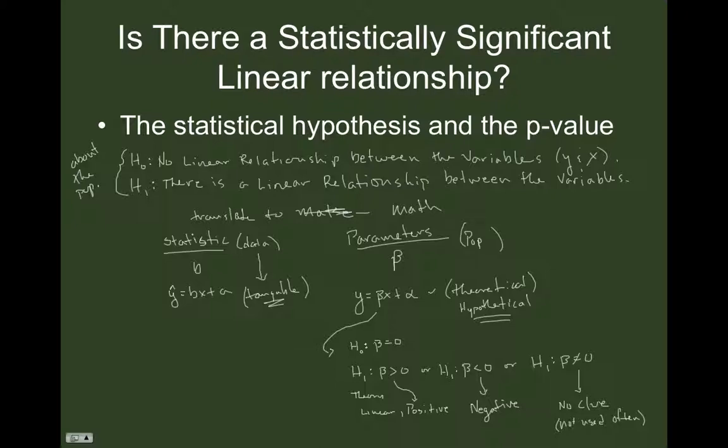Now, where does the p-value come into all of this? Well, the idea here goes like this. Here's the question we're going to ask: is b from the data significantly different from 0?